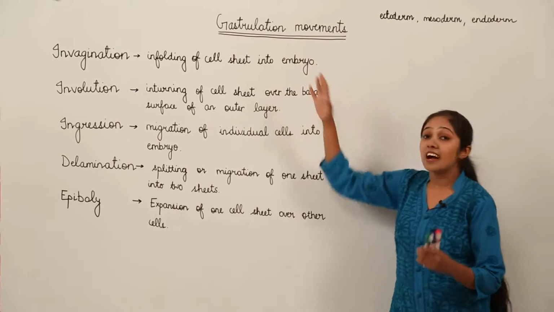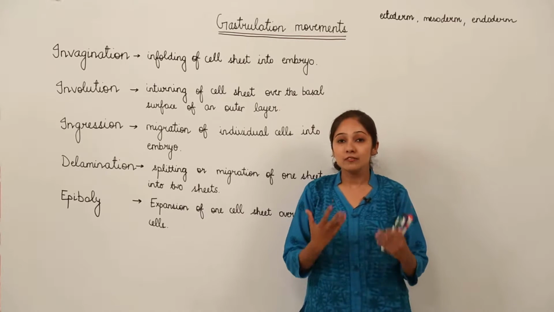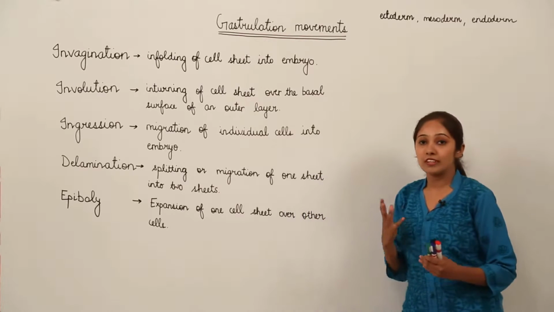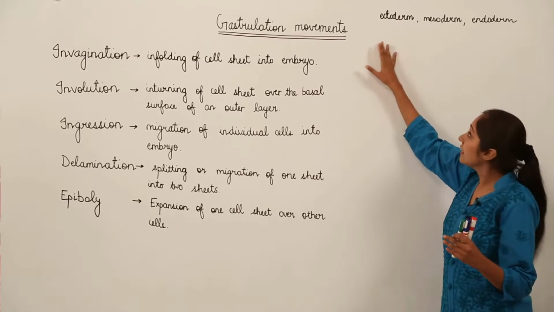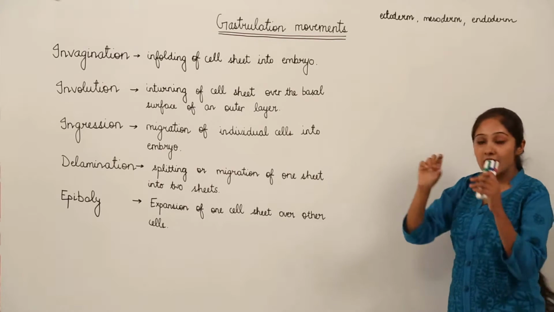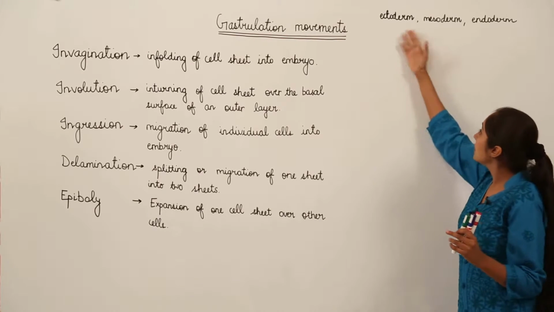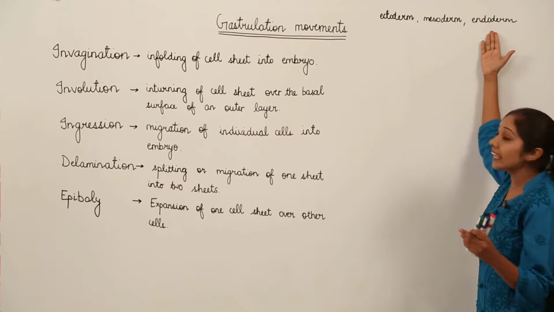Gastrulation is a highly coordinated cell movement, or you can say tissue movement, in which the three germ layers of the organism or the growing embryo are formed. These three germ layers are the ectoderm, mesoderm and endoderm. The outer layer of cells is the ectoderm, the middle one is the mesoderm and the inner layer of cells is the endoderm.